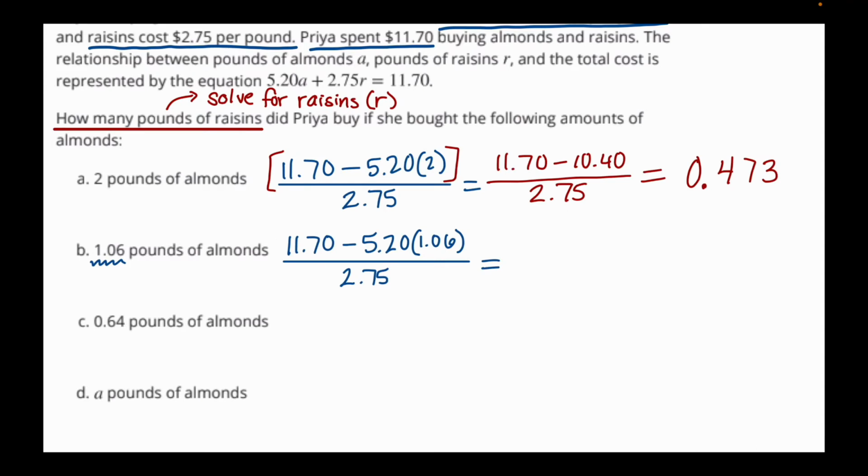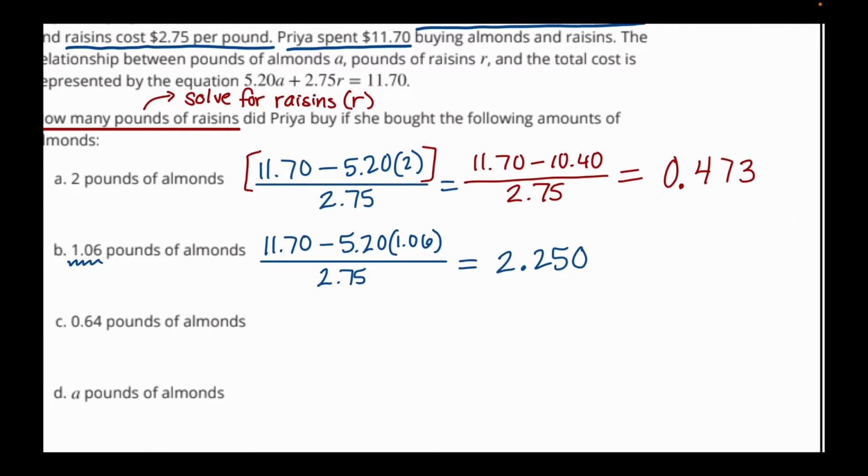Let's go back to my note-taking app. So this is 2.250, and these are pounds of almonds. I should write that down, or pounds of raisins. Sorry, I'm plugging in pounds of almonds. This is pounds of raisins for each one.